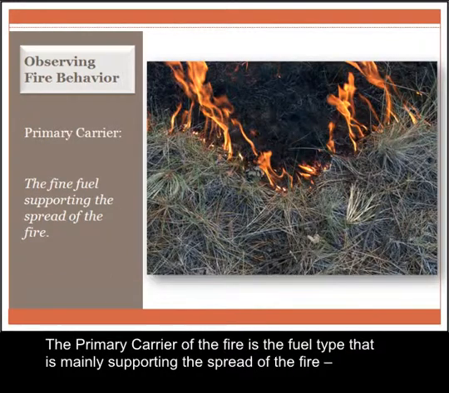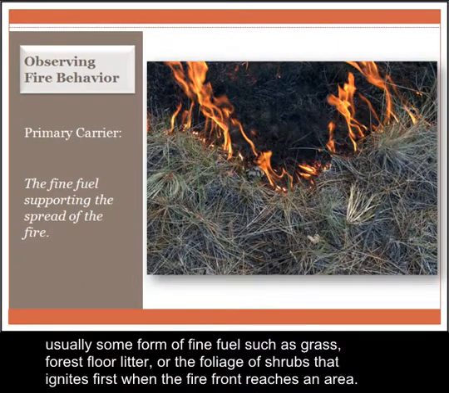The primary carrier of the fire is the fuel type that is mainly supporting the spread of the fire, usually some form of fine fuel such as grass, forest floor litter, or the foliage of shrubs that ignites first when the fire front reaches an area.